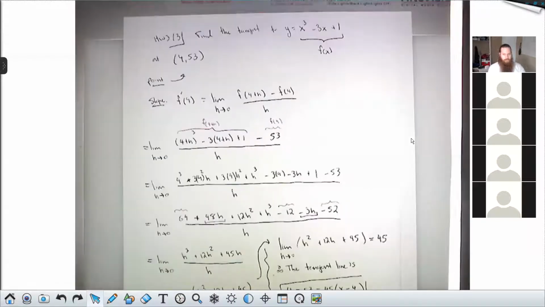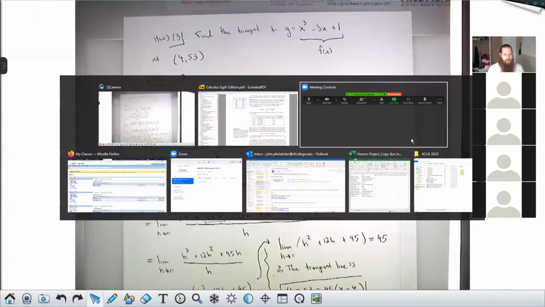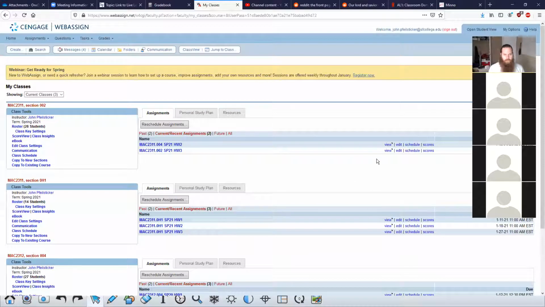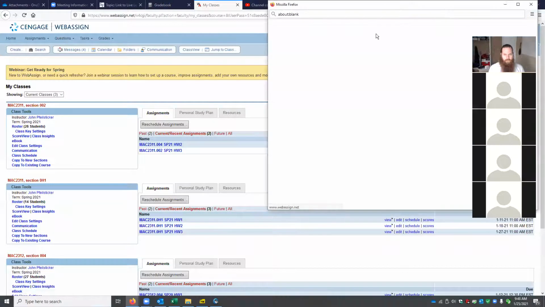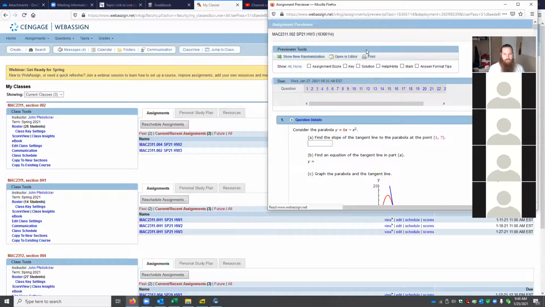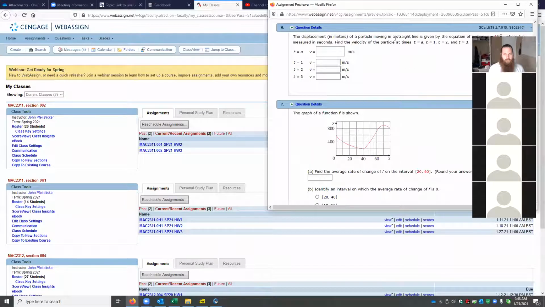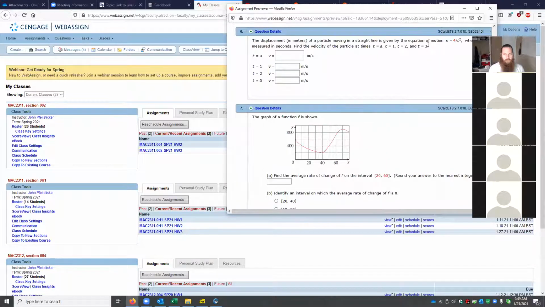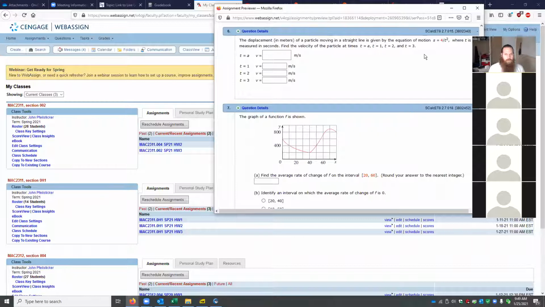Do you think you could do number 6 on my homework? Let's take a look. Displacement is given by 4 over t squared. Find the velocity at these different times. Sure.